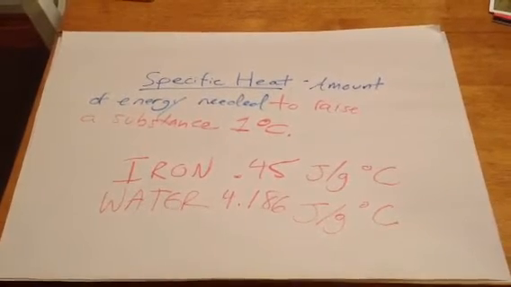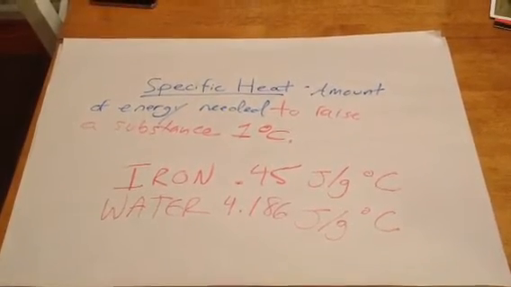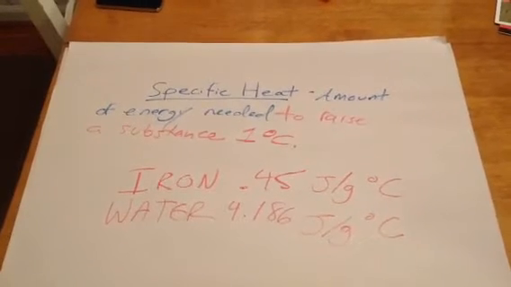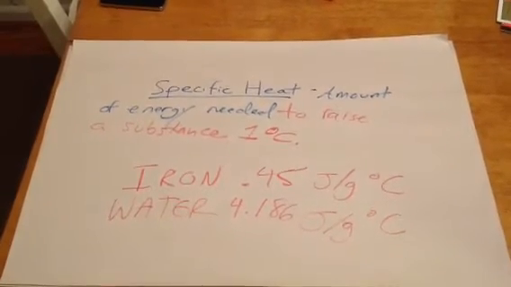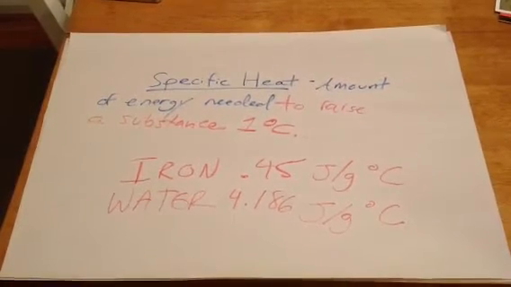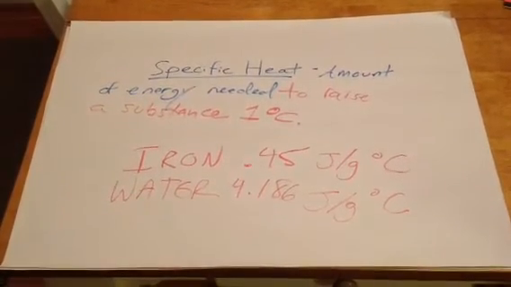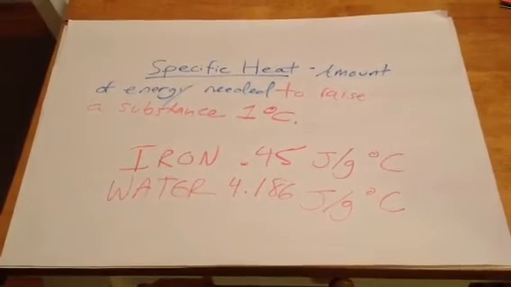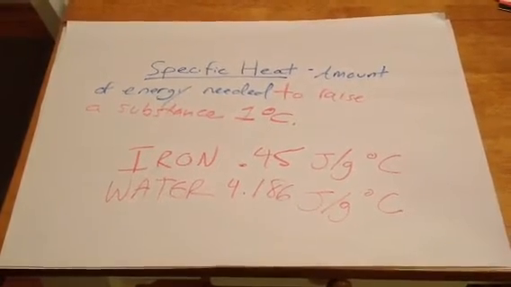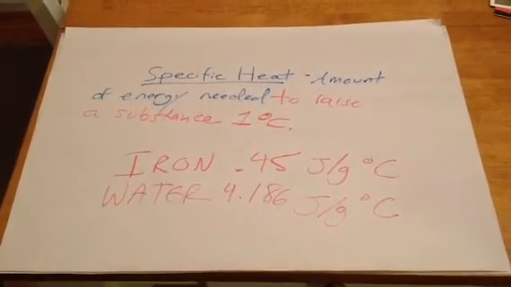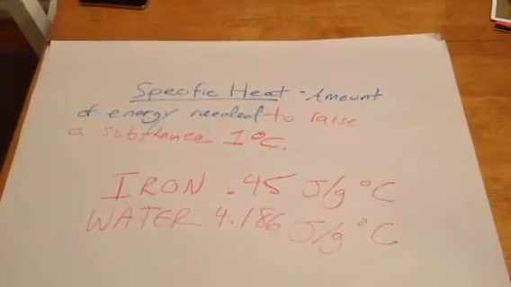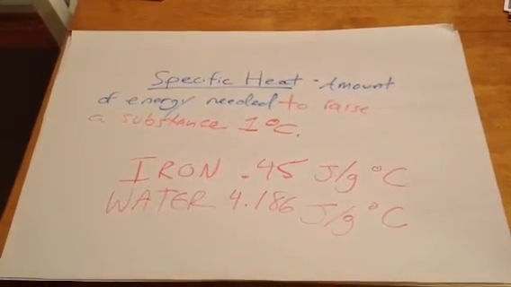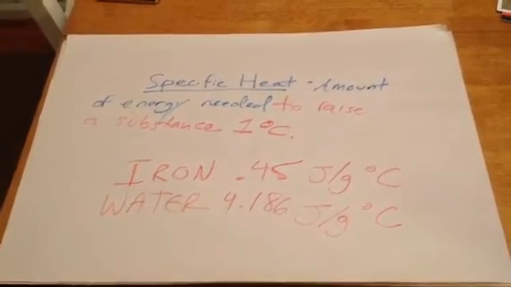So for every gram of water you have, it takes 4.186 joules to raise it 1 degree Celsius. So the more you have, the more energy it takes. The more mass something has, the more energy it takes to raise the temperature of it. And so a small ice cube is not going to take that much energy to raise its temperature, but a huge iceberg will, because it has more mass. So that's what specific heat is. It's the amount of energy needed to change the temperature of something.